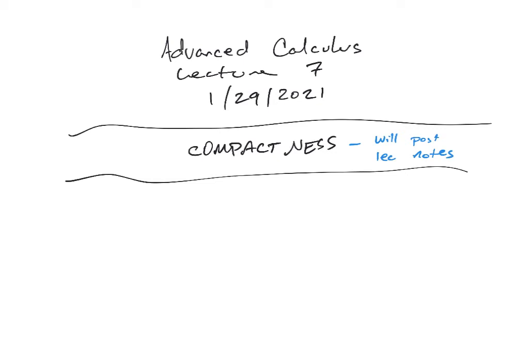Recording now. It's our seventh lecture. It's about compactness, a concept we have not seen, even on the real line. We didn't see it last semester.